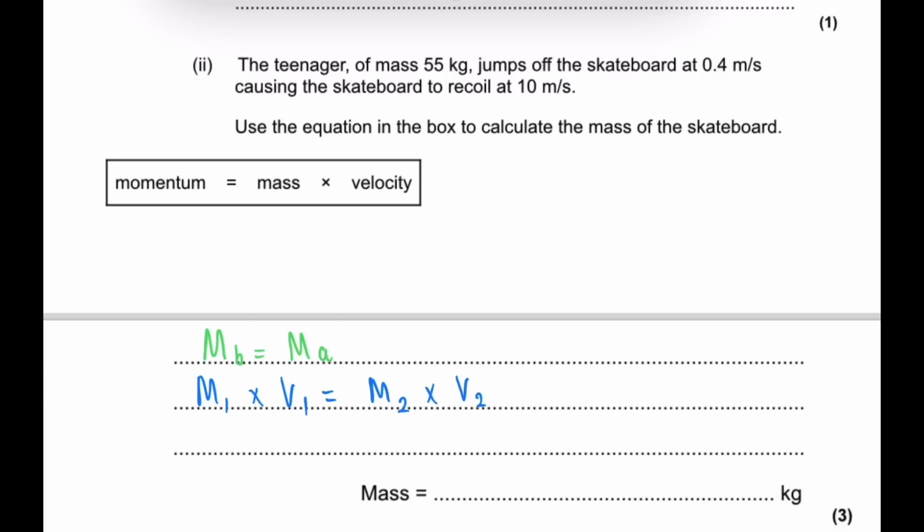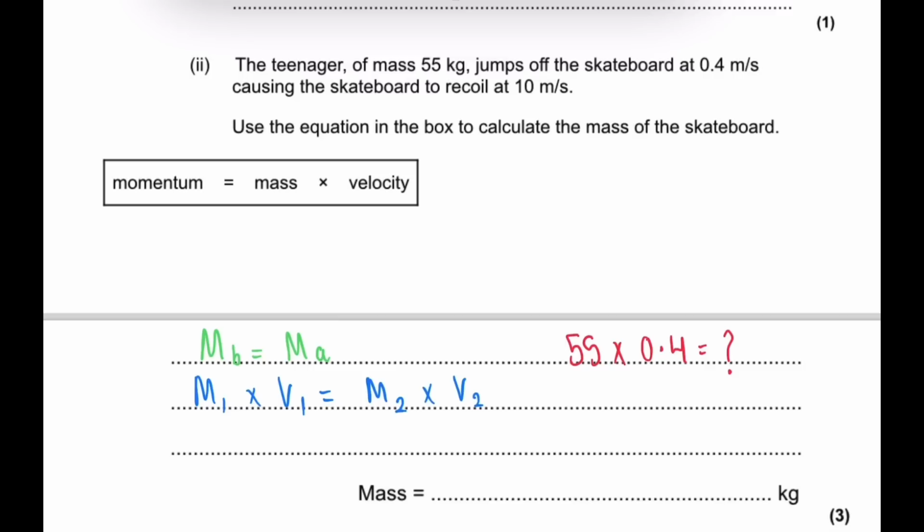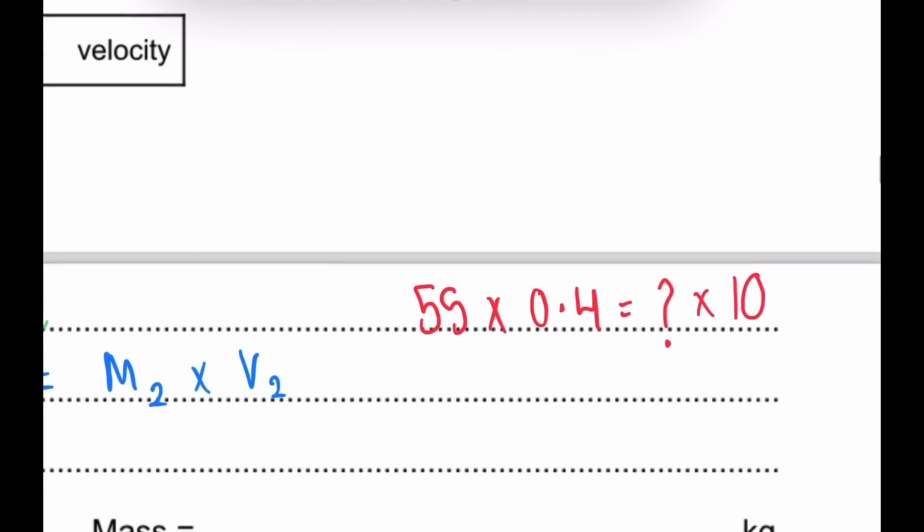Now let's just plug in the numbers. So we have the m1, which is 55 times 0.4 equals something times 10. Now, easily we could rearrange this equation. So, firstly, let us find 55 times 0.4, which is 22.